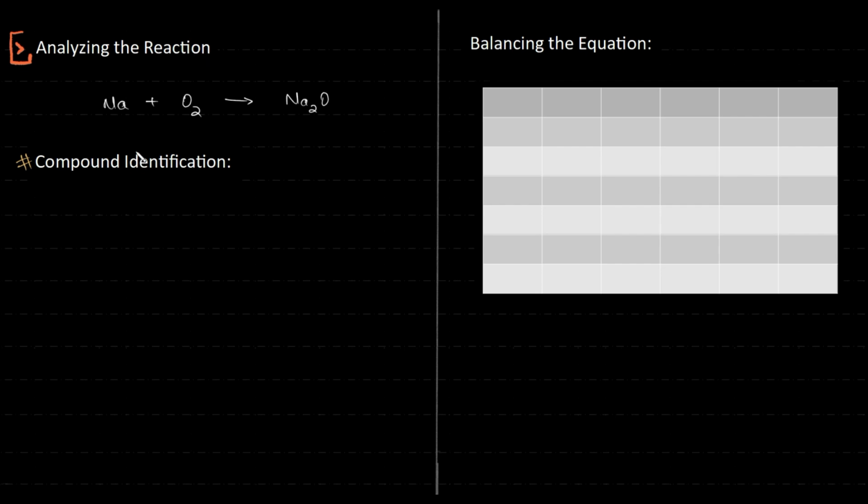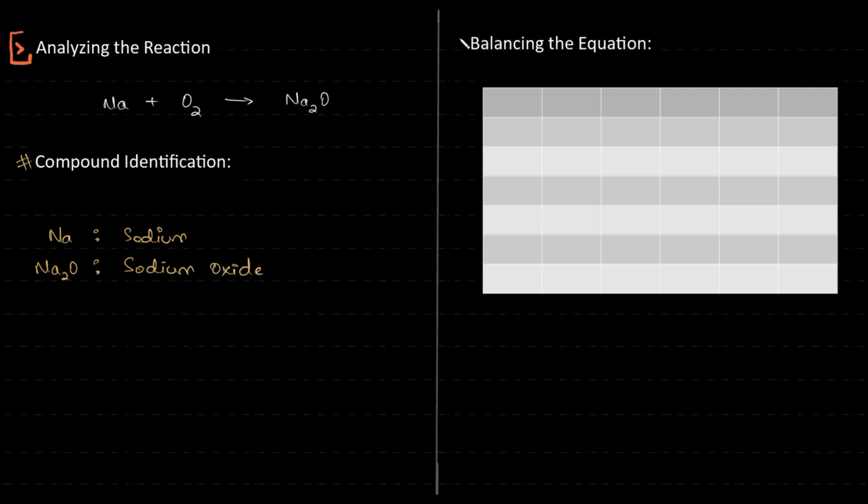We're looking at one of the most reactive metals. So we have sodium plus oxygen giving us sodium oxide. So we have Na, that is sodium, plus oxygen giving us Na2O, that is your sodium oxide.